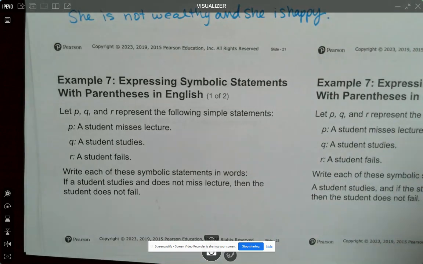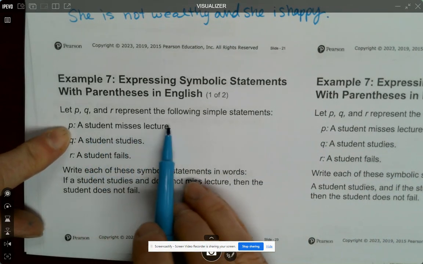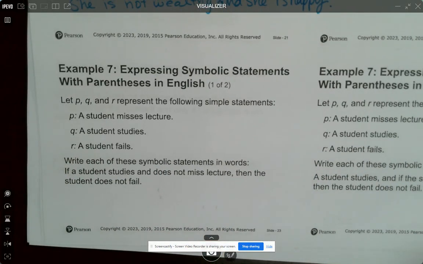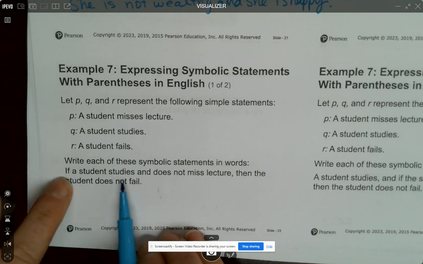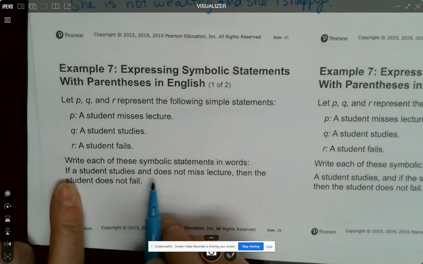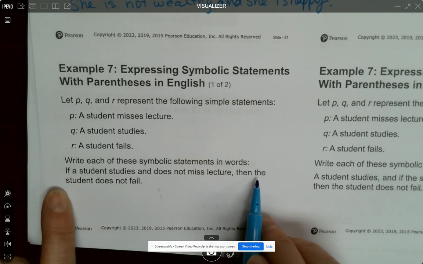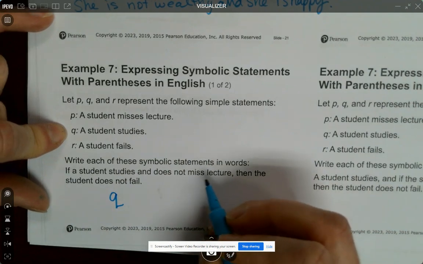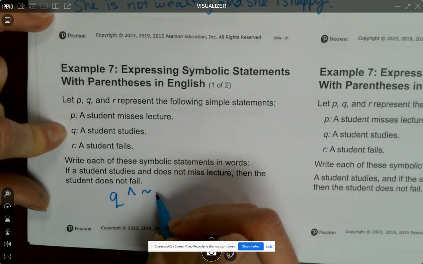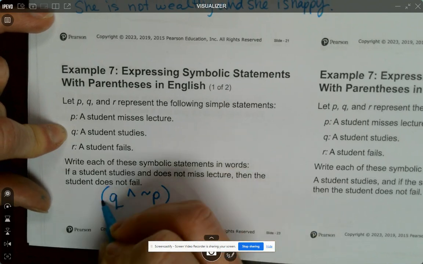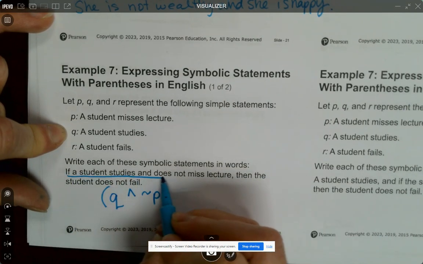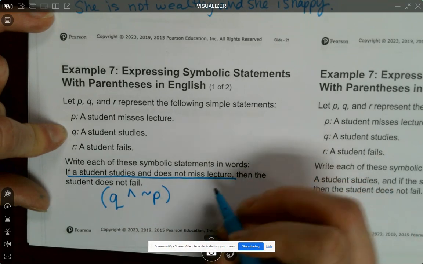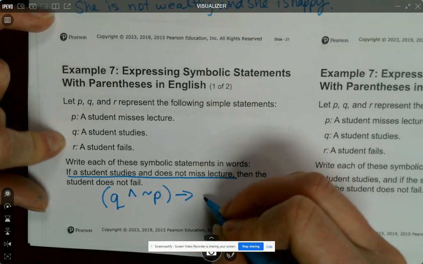Example 7 has a P, Q, and R. A student misses lecture, a student studies, a student fails. So write each of these symbolic statements in words, or these in symbolic. If a student studies and does not miss a lecture, then the student does not fail. So if a student studies, Q, and does not miss a lecture, then, so all of this is before the comma, so it's going to be in parentheses. Then the student does not fail.